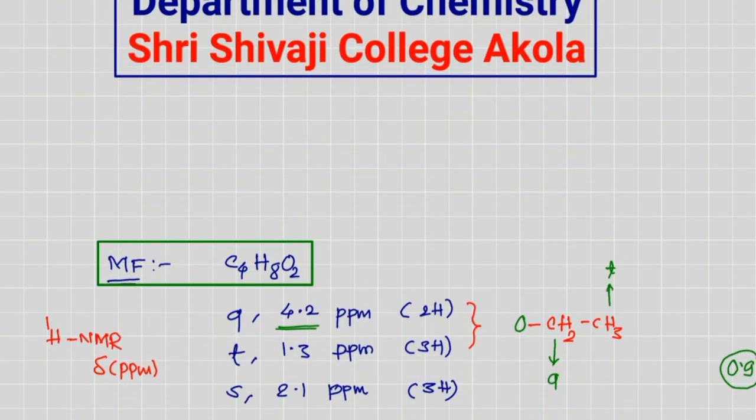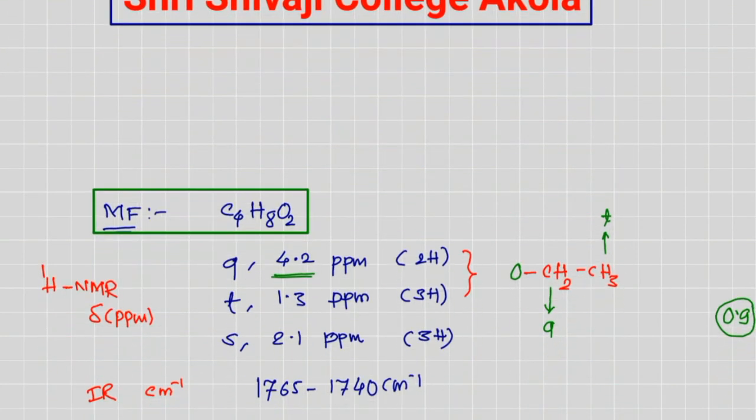Here the molecular formula is given: C4H8O2. Two spectral data are given: the H1 NMR in delta ppm and the IR in per centimeter. There are three signals.